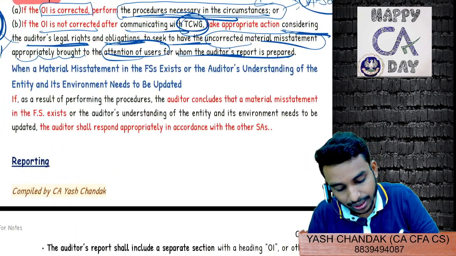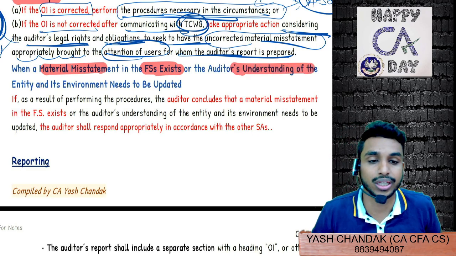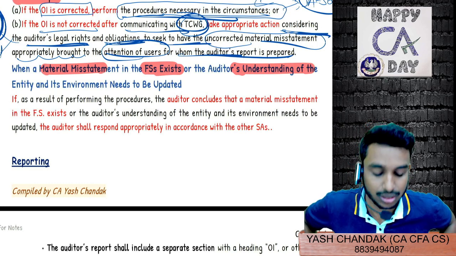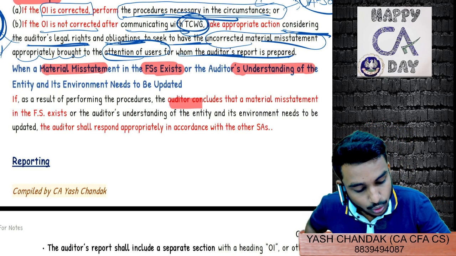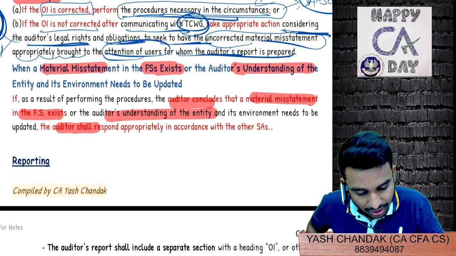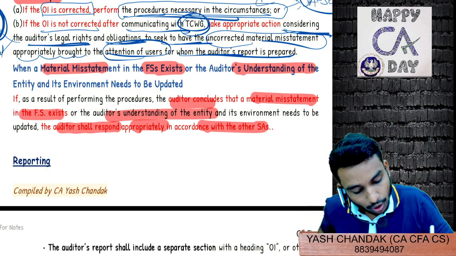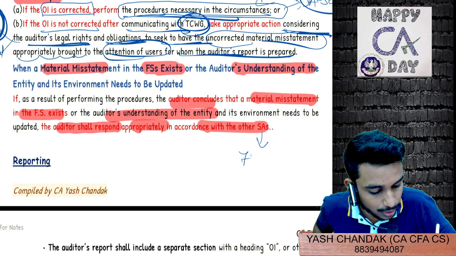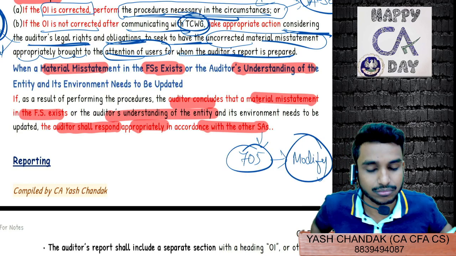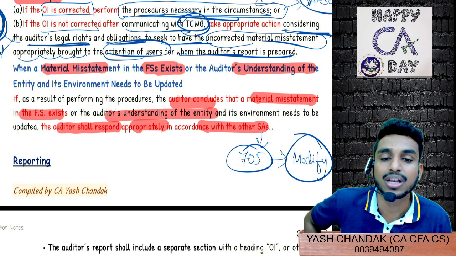Now, when a material misstatement exists in the financial statements, or the material misstatement is in your AKOA, then it is very simple. The auditor will conclude that the MMS is in the FS or in the AKOA. Then the auditor will respond appropriately in accordance with the other standards on auditing. If it is there in FS, then probably you will do it according to SA 705, where you will modify the same.